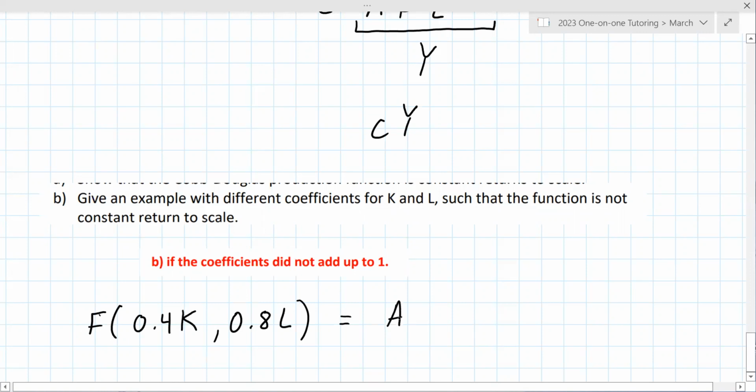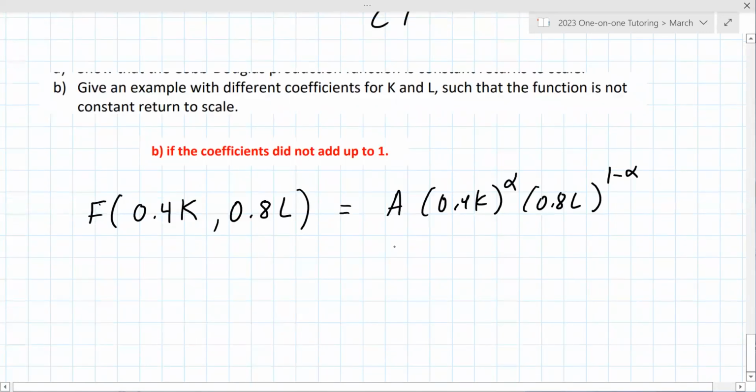So it's A, 0.4, sorry, K to the alpha, 0.8 L to the 1 minus alpha. And then you distribute that alpha. So it's 0.4 to the alpha, K to the alpha, 0.8 to the 1 minus alpha, L to the 1 minus alpha.